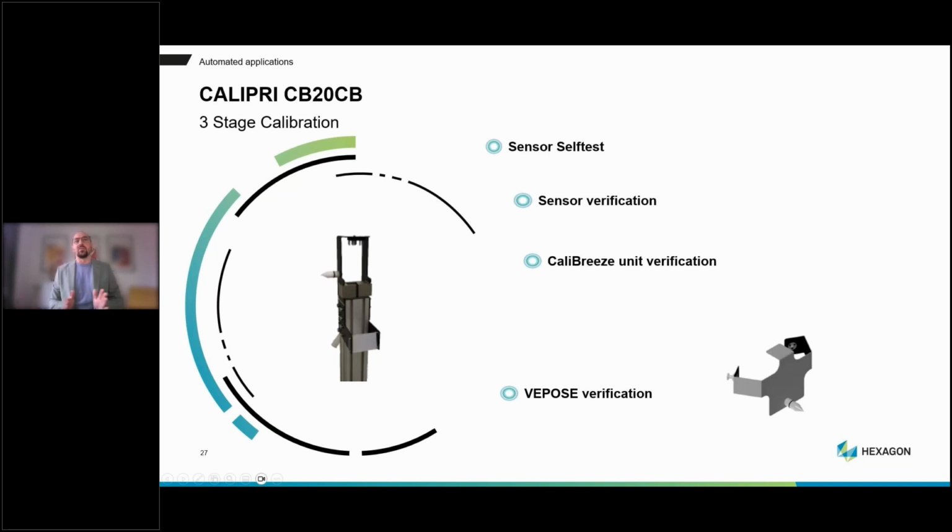So we see, okay, how wide do we measure? And there is a CaliBreeze unit verification even below that, where we have a transparent surface and see whether we get some decent reflection or not. And also there is a VPOS verification, which is basically a TCP tip, which can be mounted on the sensor. Then there will be a cone added to the car, so we can make sure that we always have the right offset from the robot.